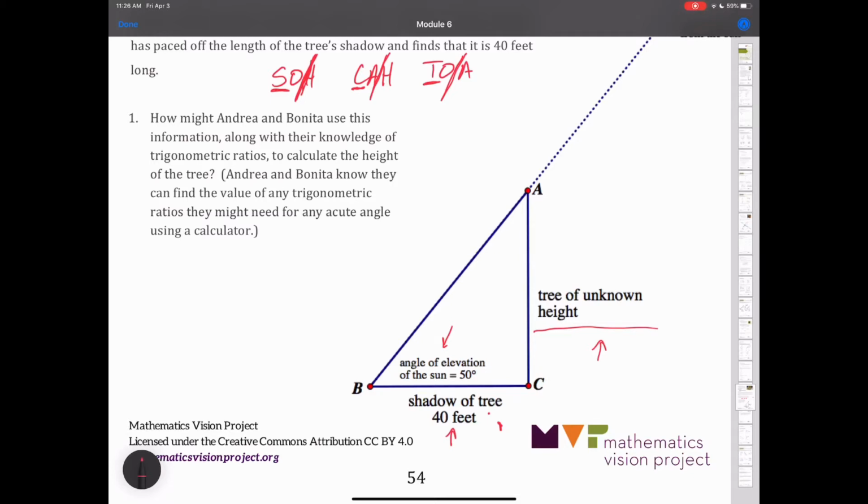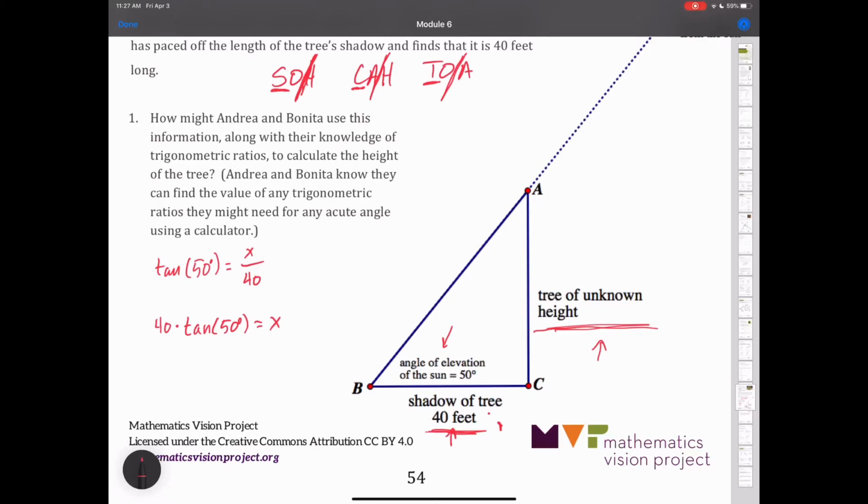Because I have an adjacent and an opposite side that I'm dealing with, I'm going to use tangent. So I will say tangent of 50 degrees is equal to the opposite, which is unknown, over the adjacent, which is known. Just like that. Now I can do some algebra and multiply 40 to both sides. So I get 40 times tangent of 50 degrees is equal to x.